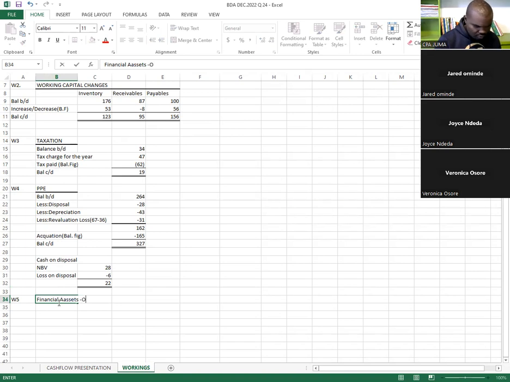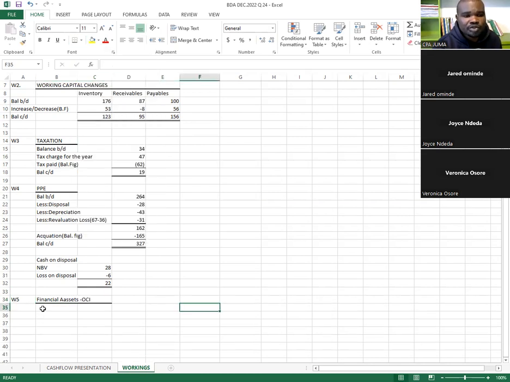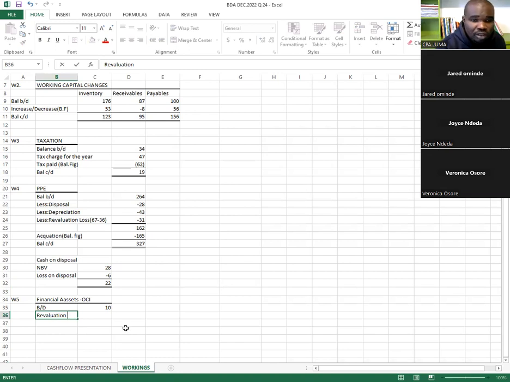Assets, other comprehensive income. So capture. I know we'll be on time. So balance brought down. Brought down for purposes of time was 10. Then revaluation. There's revaluation of 2. Check equity. Under equity, it was 0, then it went to 2. So that was revaluation gain.